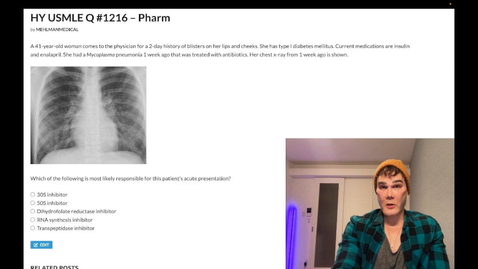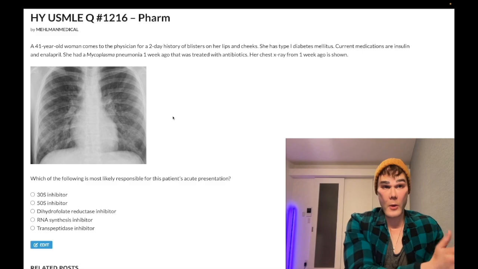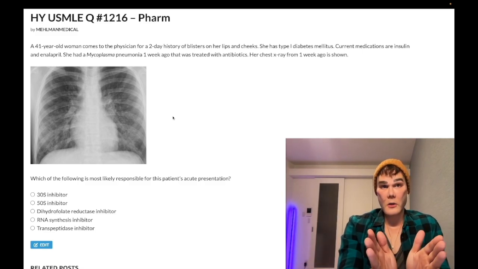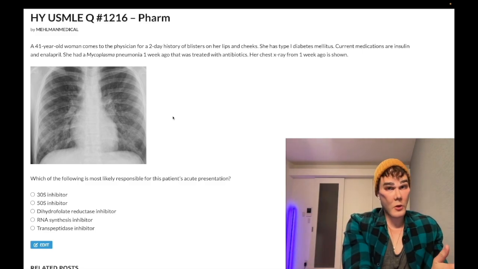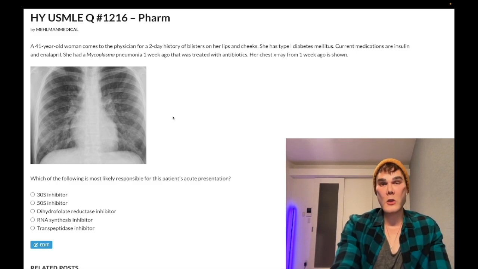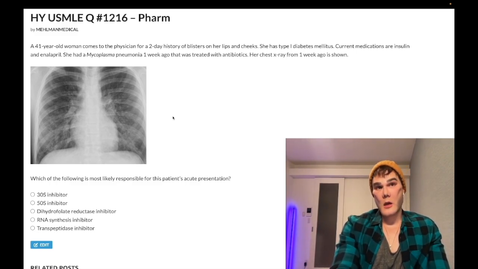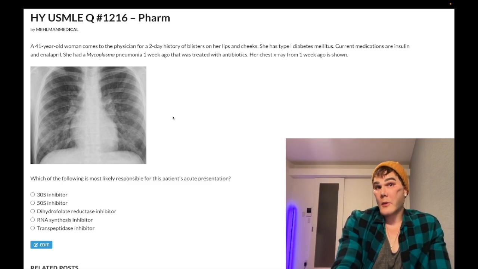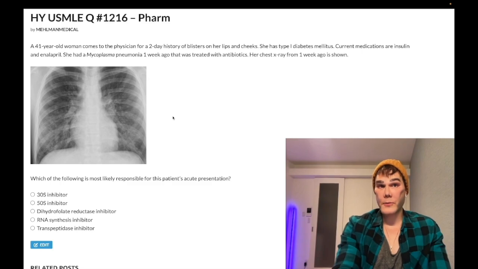What's most likely responsible for the patient's presentation? Choice A, 30S inhibitor, correct answer. You need to know that atypical pneumonias, especially mycoplasma, are classically treated with macrolides such as azithromycin, which is a 50S inhibitor, okay? It's not what we used here. However, you can also use doxy, all right? And doxy causes photosensitivity. So tetracycline antibiotics, photosensitivity. It's not dramatic, but that's presumably what was given here.